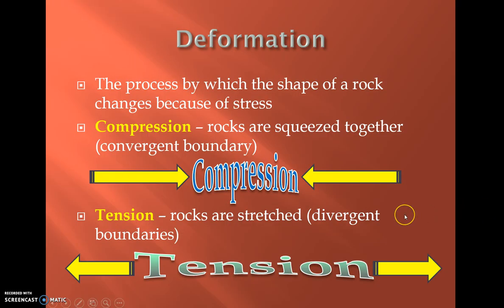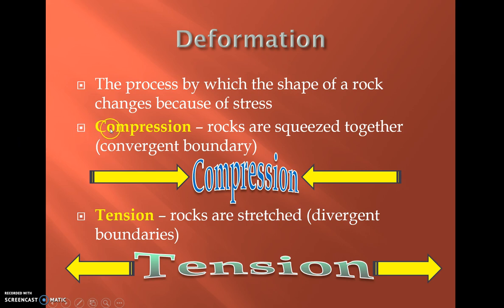Okay, so you have to have stress acting on those different kinds of boundaries. So what we're going to do now is attach the name of the stress to the different types of boundary. Deformation is the process by which the shape of a rock changes because of stress.